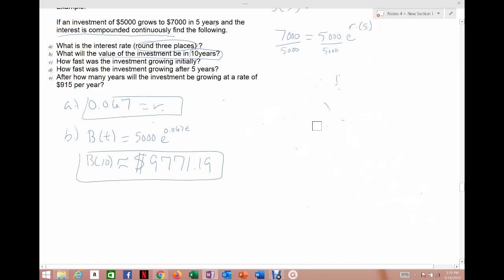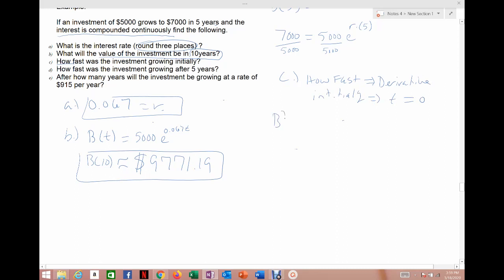Alright, the next part. C, how fast is the investment growing initially? So how fast is looking for a speed, which means derivative. Initially means time 0. So I want my derivative at time 0.